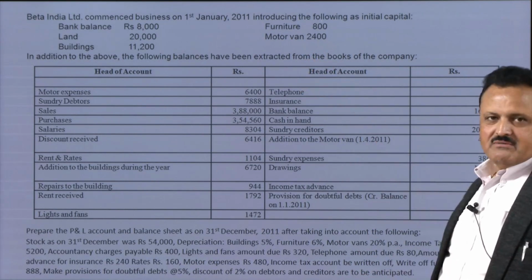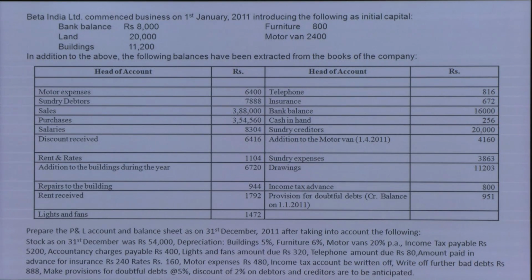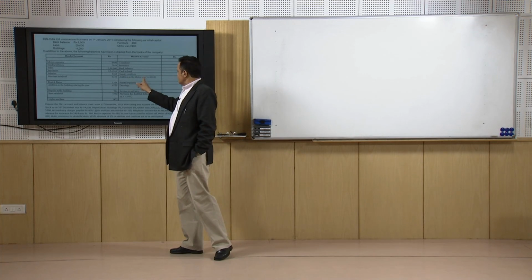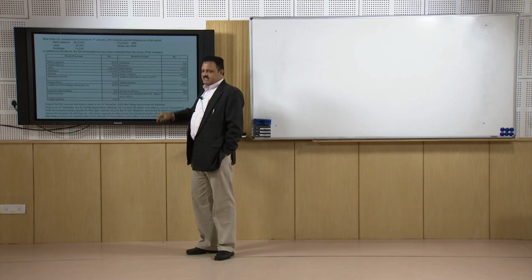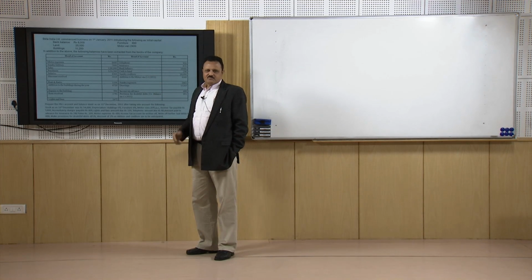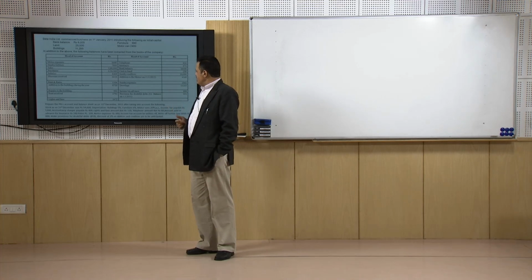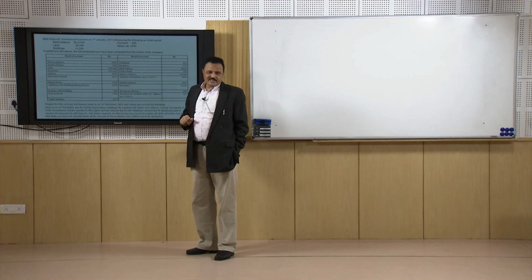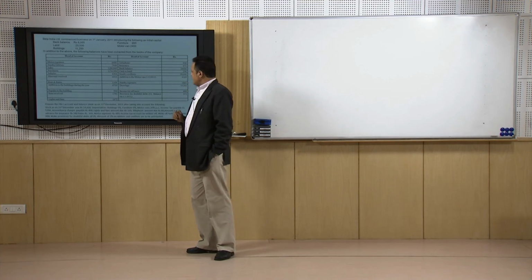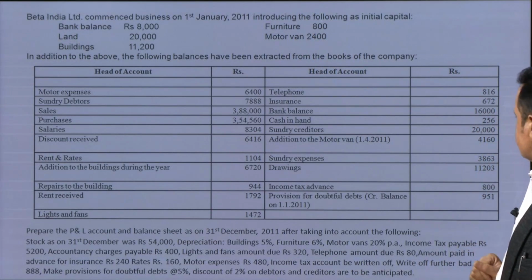And then we have the motor van. We started with the motor van, that is the vehicles, 2,400 was the balance, and then information is given to us that an addition to the motor van was done on 1st April 2011. So it means after doing the business for 3 months, we have added some more motor vans to the tune of 4,160. So we have to take that also into account. So this plus this we have to take into account.